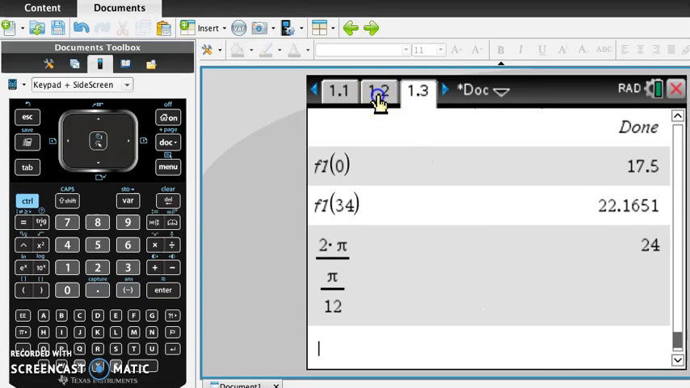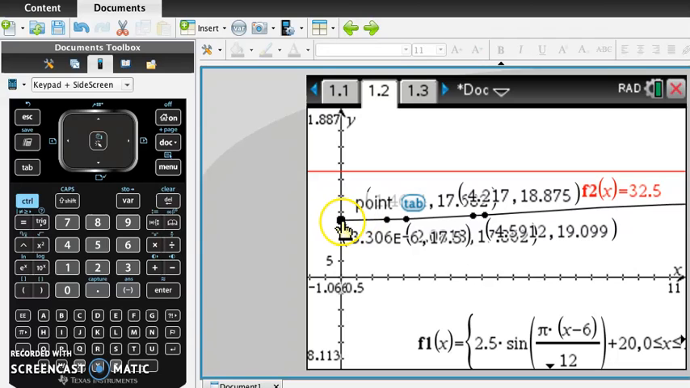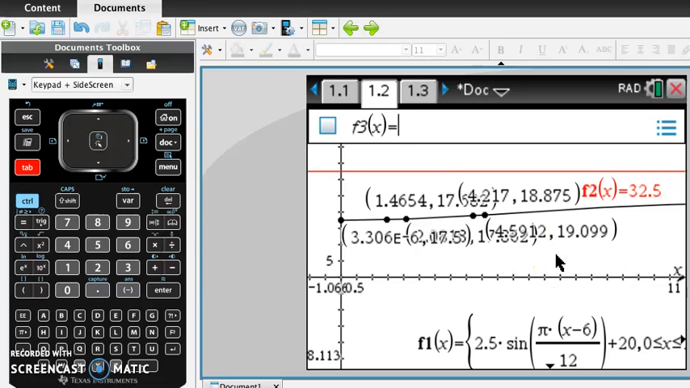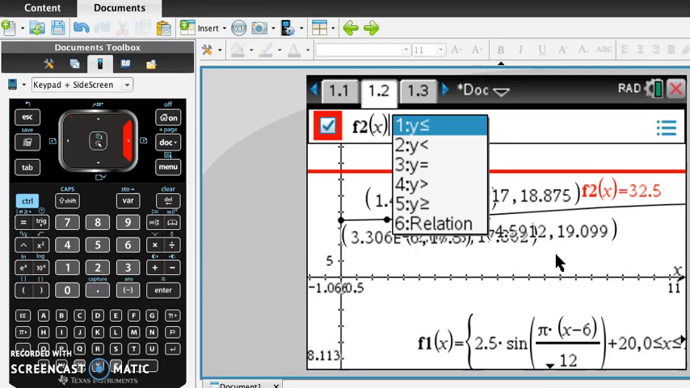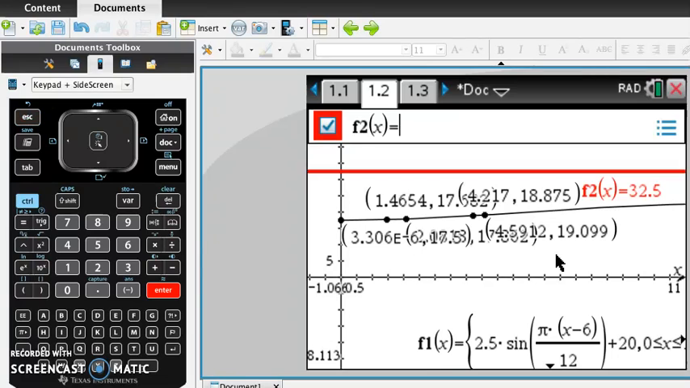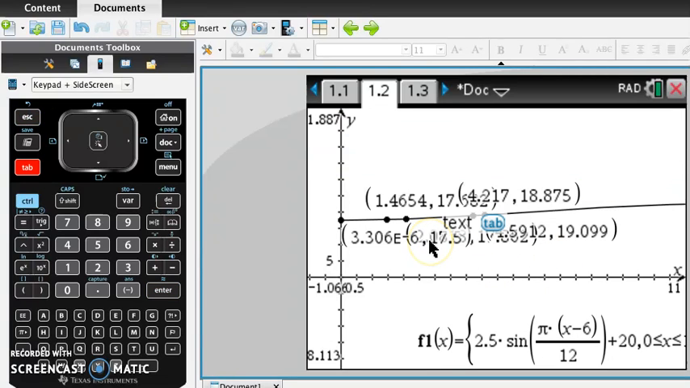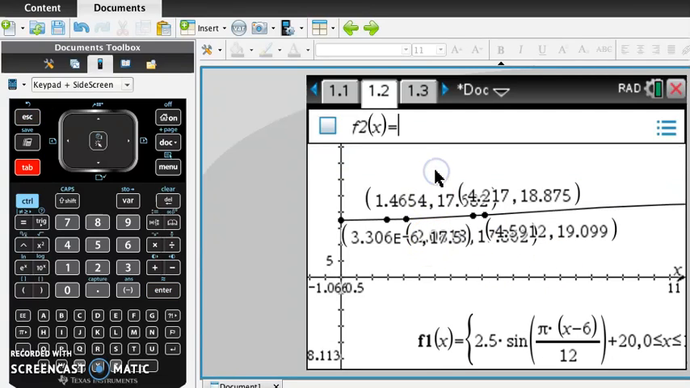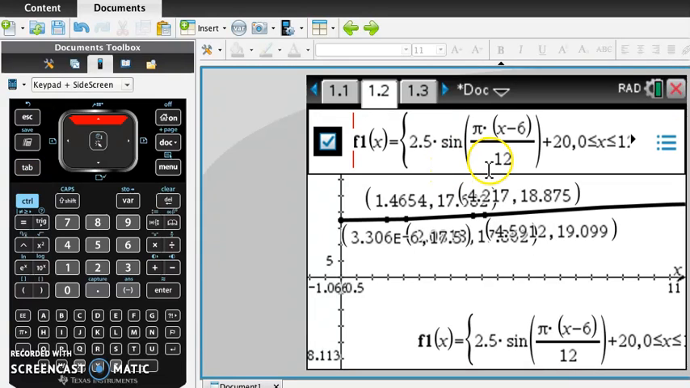So this might be a good time to go to our graph. We've got a lot of stuff in here that we don't want, more than likely. So let's go to tab. Let's just get rid of that. We don't want that line on there. Tab, 2.5 sine x, that looks about right. Enter.